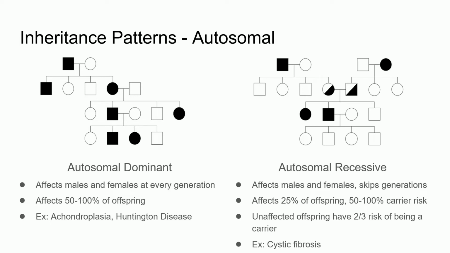A common test question is to ask about the risk of having a carrier offspring versus a non-affected offspring being a carrier. The knee-jerk response is to say they are both 50%, which is actually incorrect. If we were to look at the risk of an unaffected offspring being a carrier, it would actually be 2/3. If this last point sounds confusing, draw out the Punnett square.